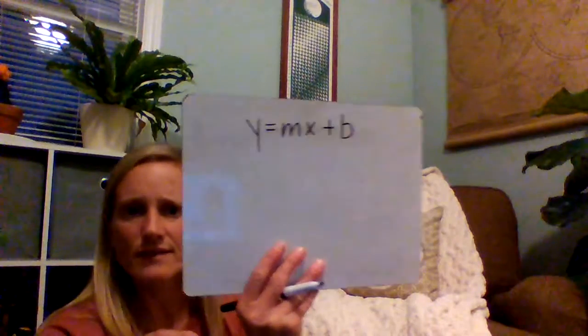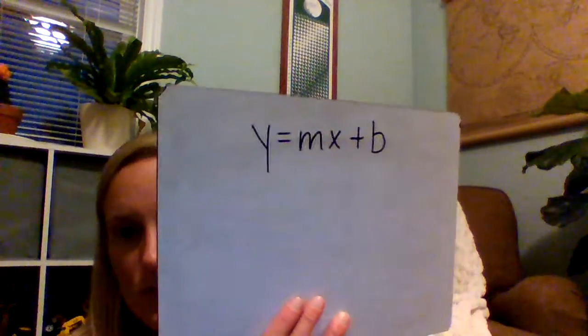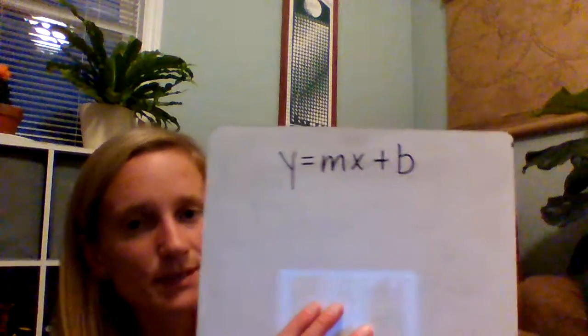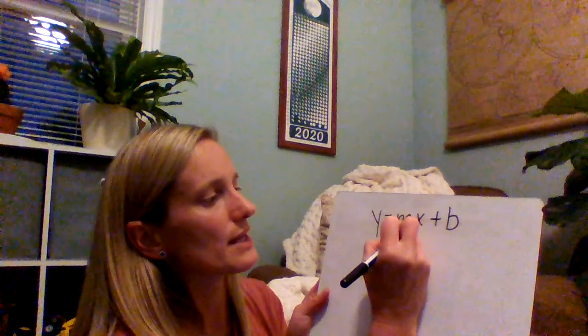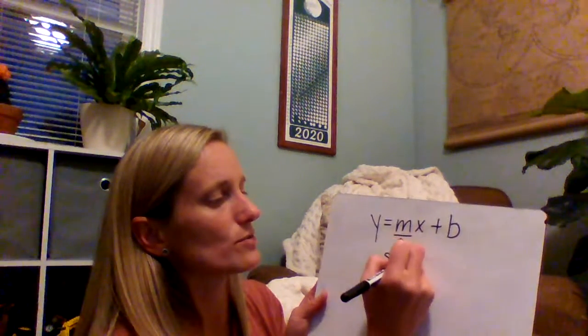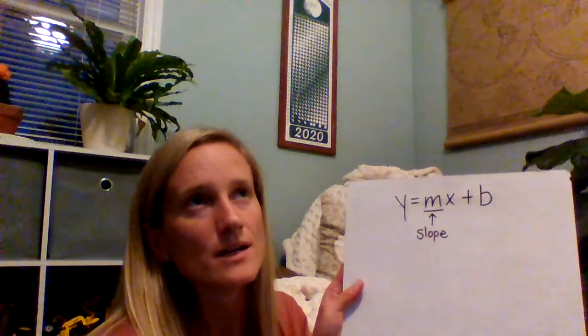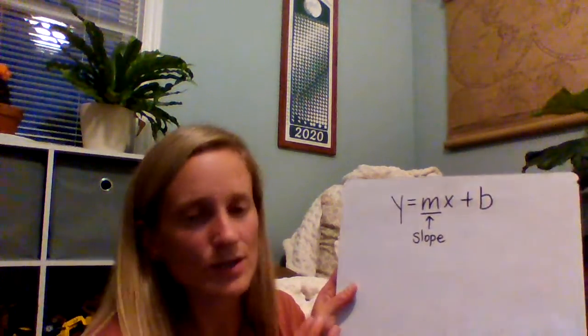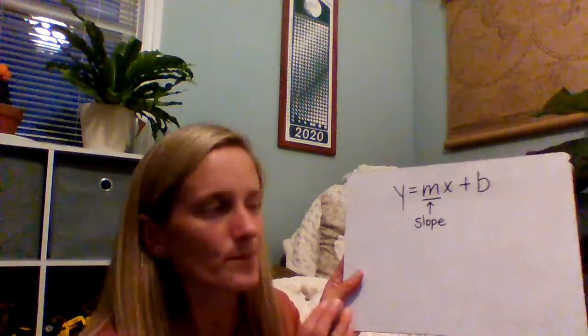All right. The next thing is if you are given the equation of the line. So y is equal to mx plus b. That should look familiar by now. M, the number that x is multiplied by, always tells us our slope. And this is the slope-intercept form. This is the easiest form of the equation of the line to find the slope.